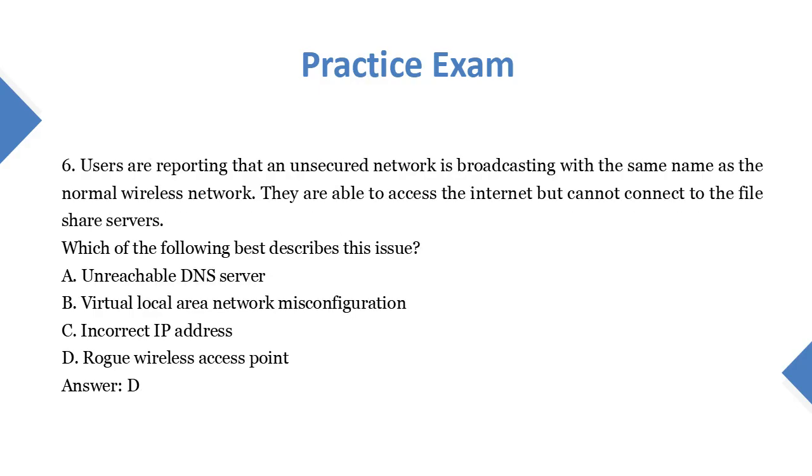6. Users are reporting that an unsecured network is broadcasting with the same name as the normal wireless network. They are able to access the internet but cannot connect to the file share servers. Which of the following best describes this issue? A. Unreachable DNS server. B. Virtual local area network misconfiguration. C. Incorrect IP address. D. Rogue wireless access point. Answer: D.